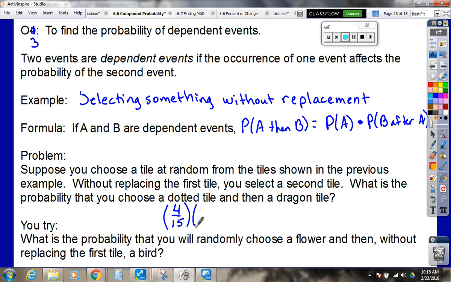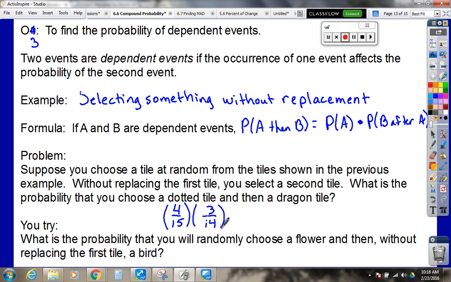There are 11 left. No, we didn't pick all 4 of them. If we only picked one, there's 14 left. How many dragon tiles are there? There are 3 dragon tiles, out of, now we only have 14 tiles. We don't have 15 anymore because this event took place.